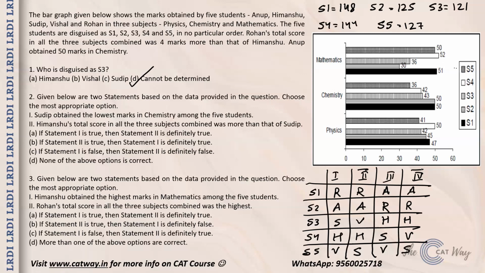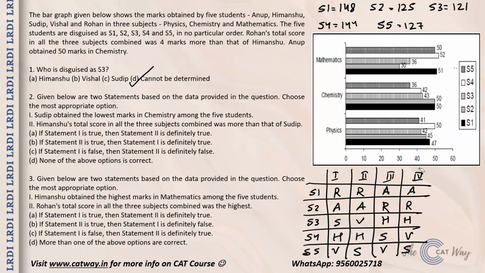If you go to case 4, then Himanshu is S3. Now S3 is 121 and S5 is 127. So in this case, Himanshu is not more than Sudeep. So that means option number A cannot be right, because statement 1 can be true, but in that case, statement 2 is not getting definitely correct, because in case number 4, Himanshu has a lower score as compared to Sudeep.